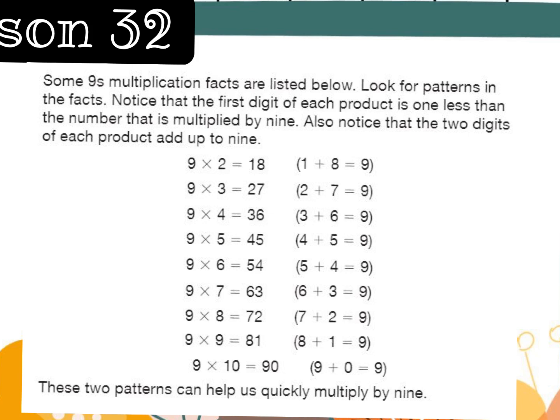So the first part says the first digit of each product is 1 less than the number that it's multiplied by. Do you see what I mean by that? It says the first digit of each product. So the 1 is 1 less than what it's multiplied by. The 2 is 1 less than what it's multiplied by. The 3 is 1 less than what it's multiplied by. Do y'all see what I mean? Okay. These 2 patterns can help us quickly multiply by 9.